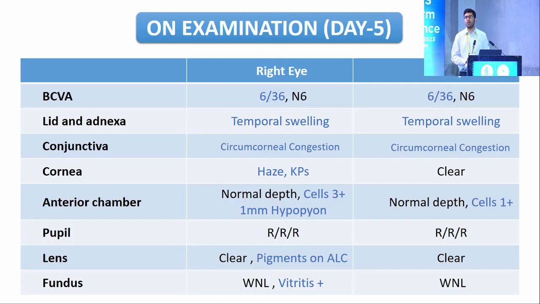On examining on day 5, the patient's visual acuity in the right eye was 6/36. There was circumcorneal congestion, haze, keratic precipitates, 3 plus cells and a 1 millimeter hypopyon. There was also pigment on the anterior lens capsule and iritis. In the left eye, the vision was 6/36. Temporal swelling and circumcorneal congestion were present with 1 plus cells. Rest all findings were within normal limits.